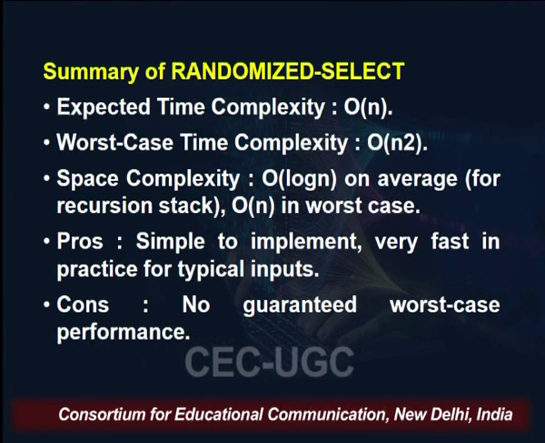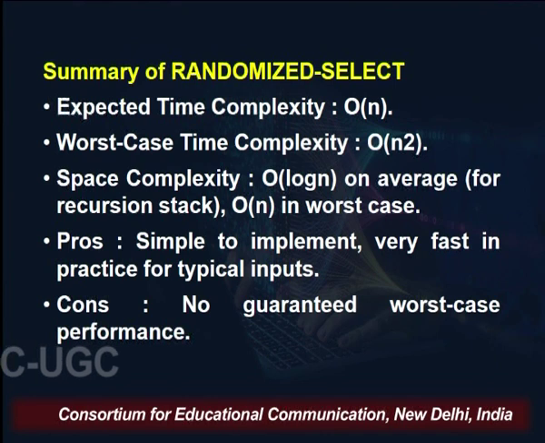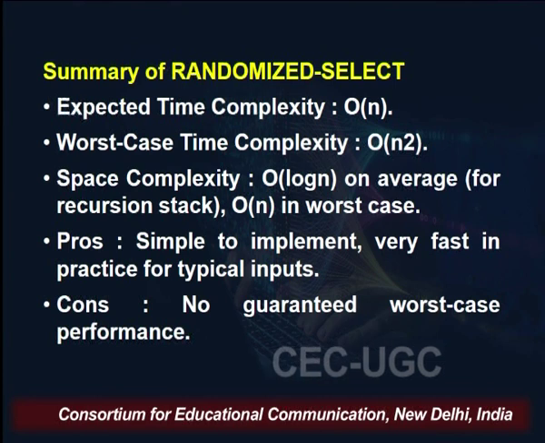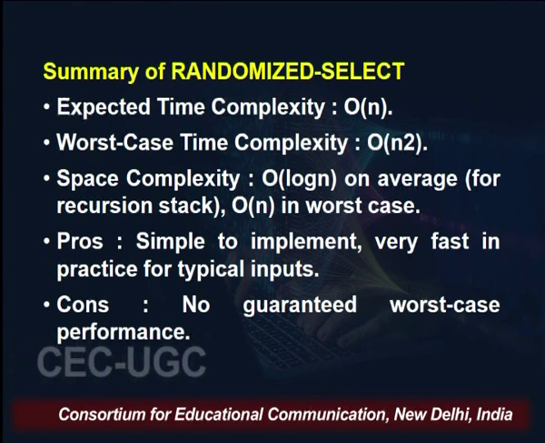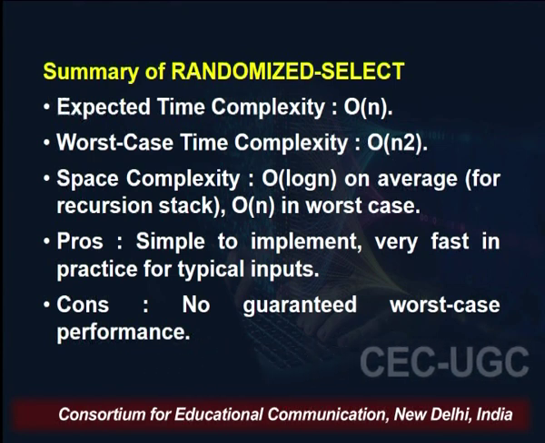So, if we take the summary, the expected time complexity is order n, the worst case time complexity is order n square, and the space complexity is order log n on average, because the recursion stack is obviously going to be formed, and order n in the worst case.